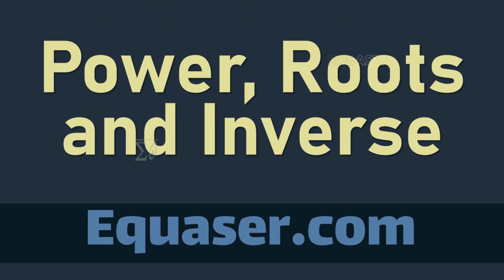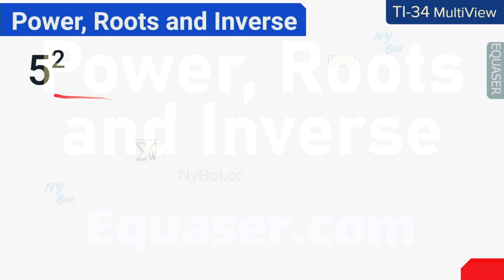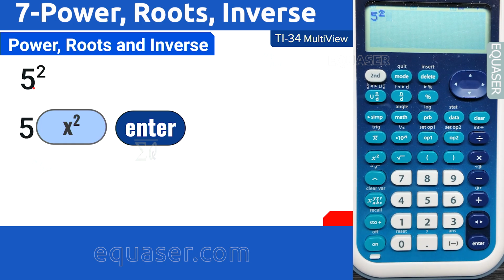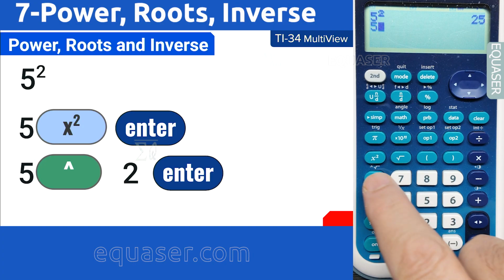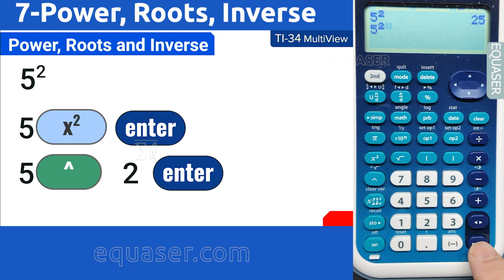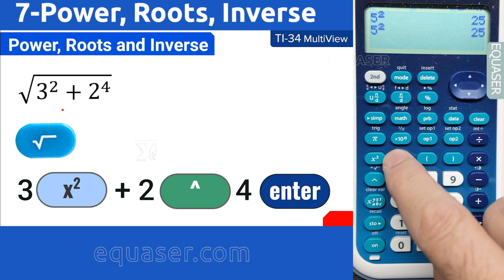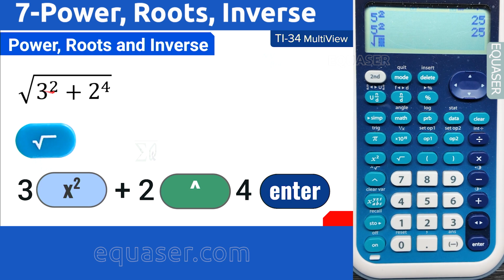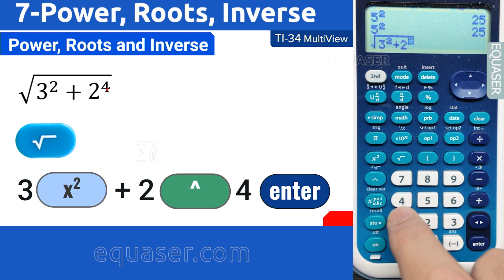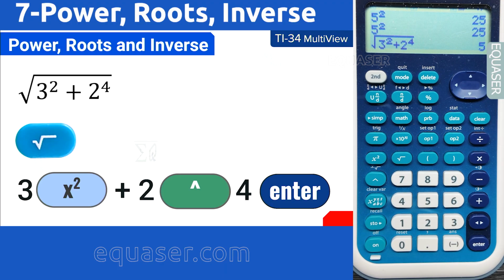Now let's do some power, roots, and inverse expressions. If you want to do 5 squared, we press this button, and we can do it also with 5, this button, and 2. You can do it like that. If you want to do an expression like this, press square root, 3 squared, and then plus 2 to the power 4, and enter. That's the answer.